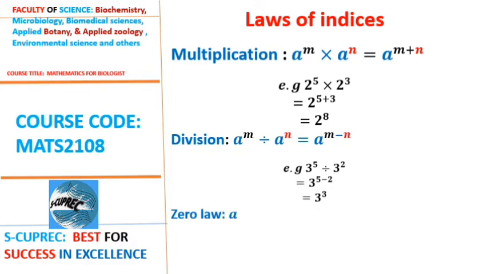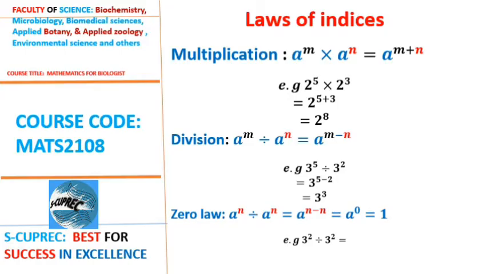Law number 3, the zero law. Generally, we have a raised to the power n divided by a raised to the power n. Observe that the bases are the same, so we subtract the powers. So we end up with a raised to the power n minus n, which is the same as a raised to the power 0. Now, this is where the zero law comes in. The zero law simply means that anything raised to the power 0 is always equal to 1.